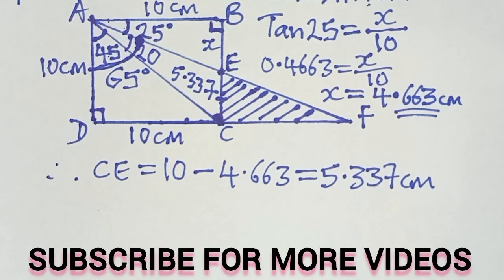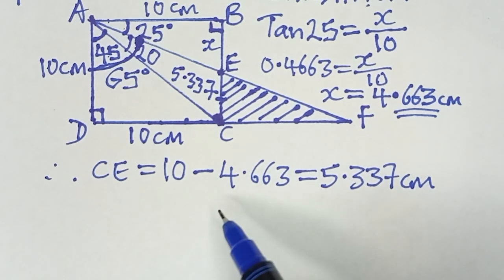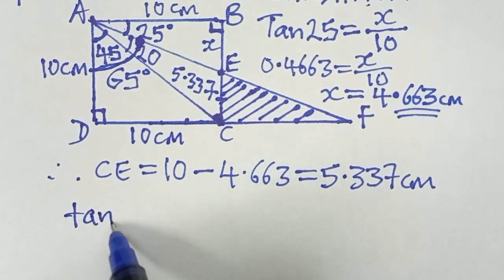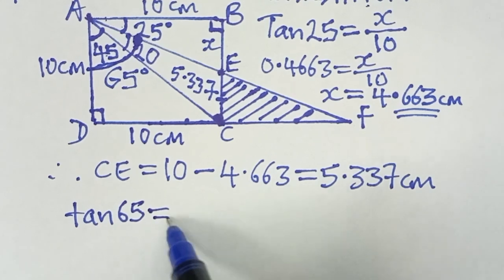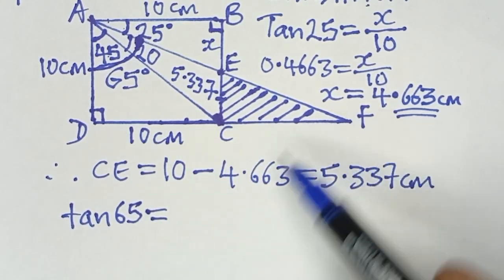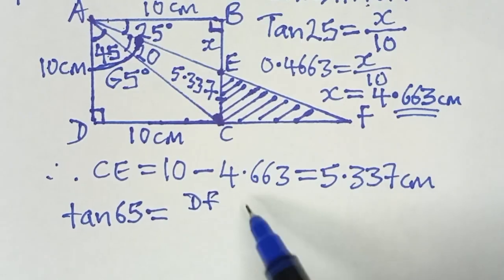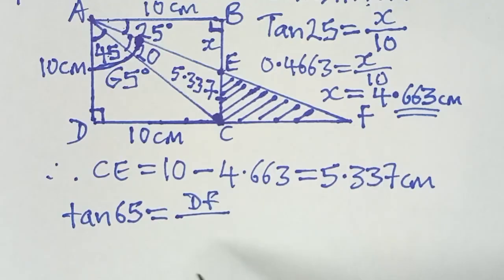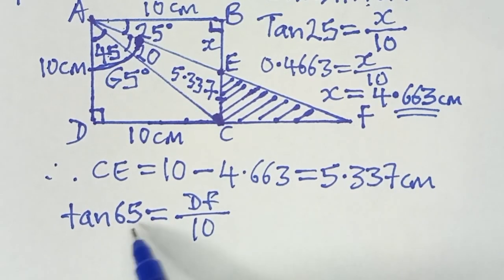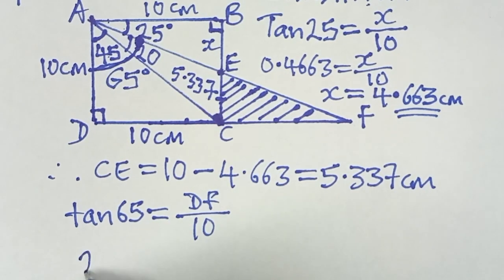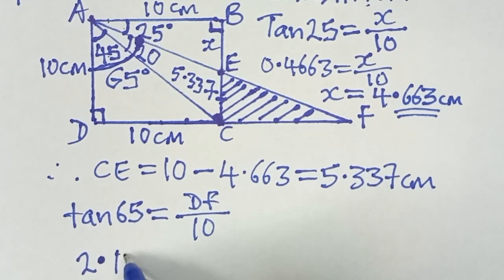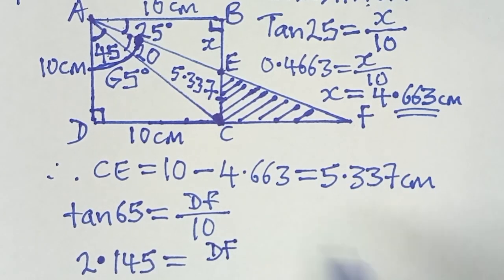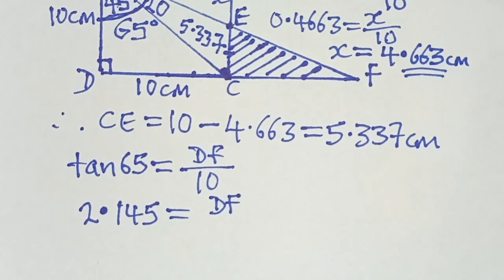So in the same way, we are still going to use TOA, tan. So it will be tan 65 is equal to the opposite side, which is DF, all over the adjacent side, which is 10. That is AD. That is 10. The value of tan 65 is 2.145. And that will be equal to DF all over 10.